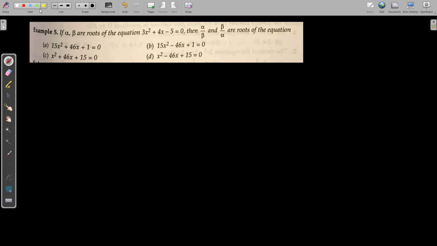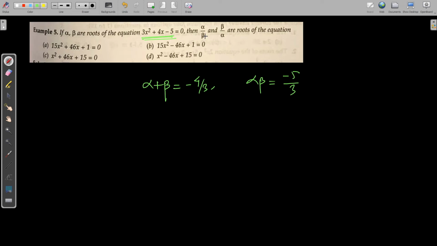Let's try another question. In this question, it's given alpha and beta are the roots of the quadratic equation 3x square plus 4x minus 5, and alpha by beta and beta by alpha are the roots of which equation? So if alpha and beta are the roots of this equation, what will be the sum of the roots? It's minus b by a, so it will be minus 4 by 3. What will be the product of the roots? c by a, so it is minus 5 by 3.